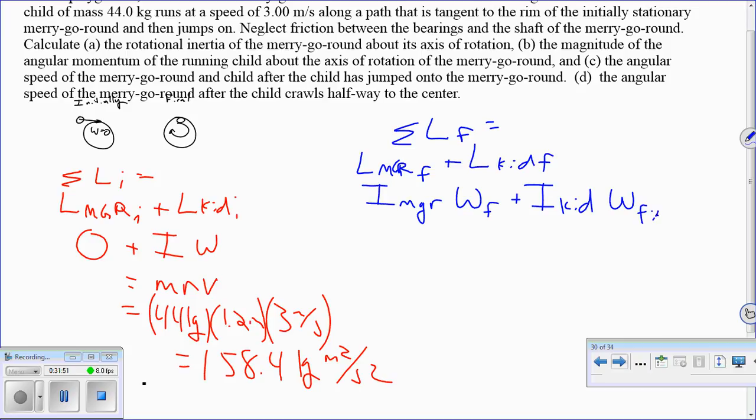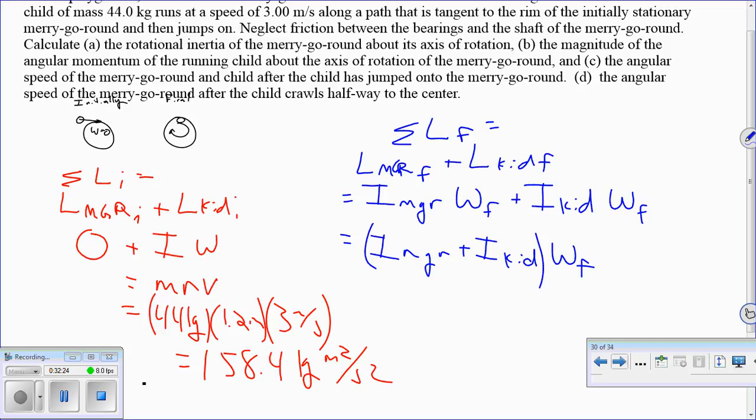What should be true about the two angular momenta? They should be equal. Oh wait, did I say that right? I didn't say what I wanted to say. What should be true about the angular velocities? They should be the same, right? So this is I of the merry-go-round plus I for the kid times the final angular velocity, right? Make sense?